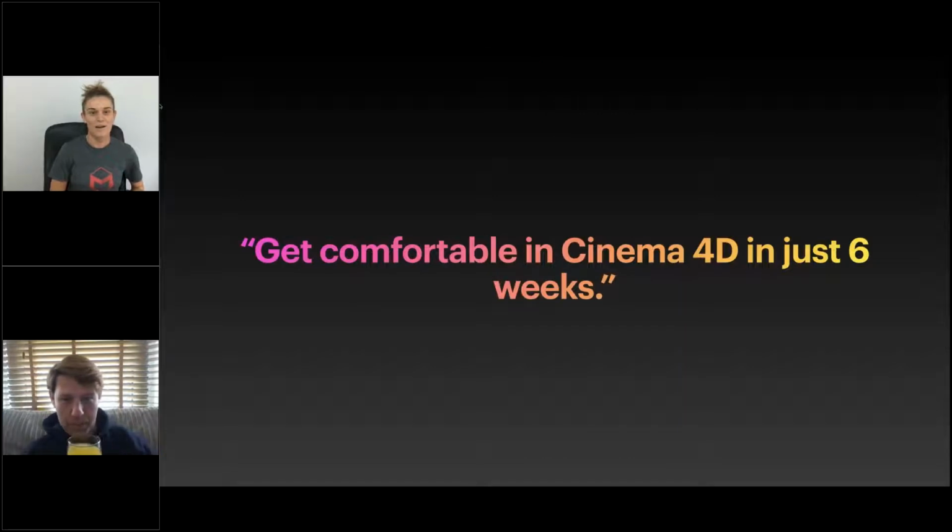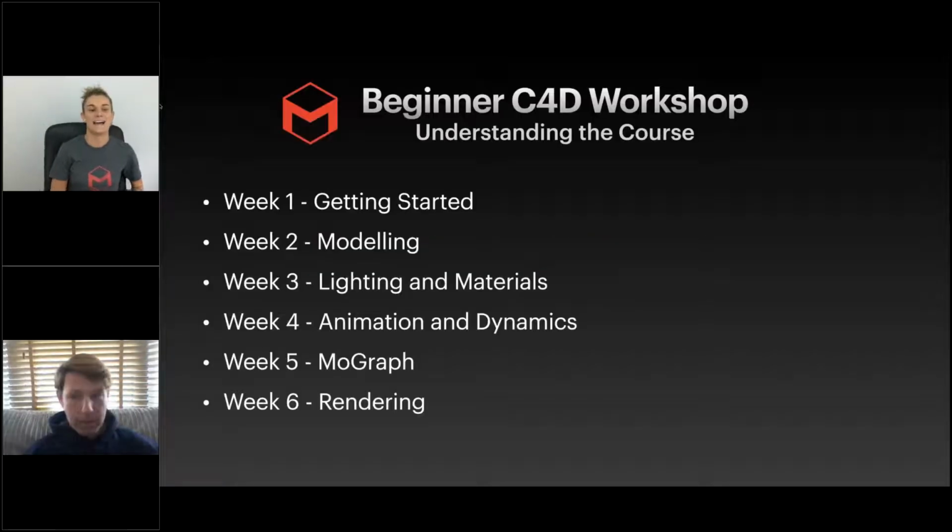Okay, so for anyone who is new, this hands-on series is to get you comfortable in Cinema 4D in just 6 weeks. We split this down into 6 different topics. Week 1 was getting started, where we looked at the layout, navigating Cinema 4D, primitives and deformers. Week 2 was modeling: splines, generators, box modeling, all that kind of fun stuff. Week 3 was materials and lighting our scene. And week 4, last week, we looked at animation and dynamics.